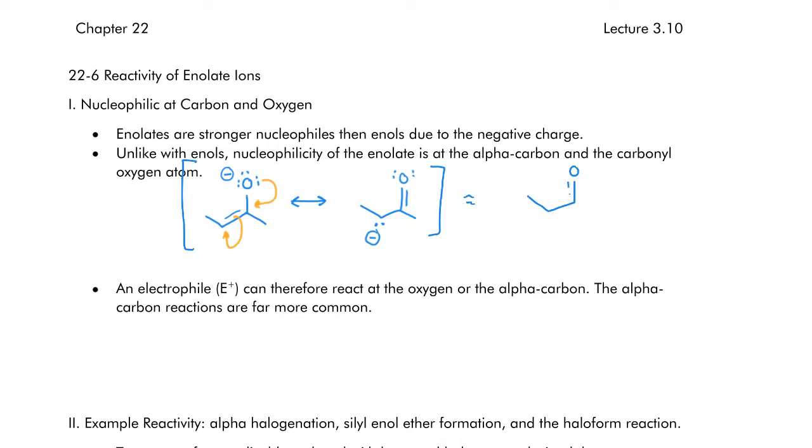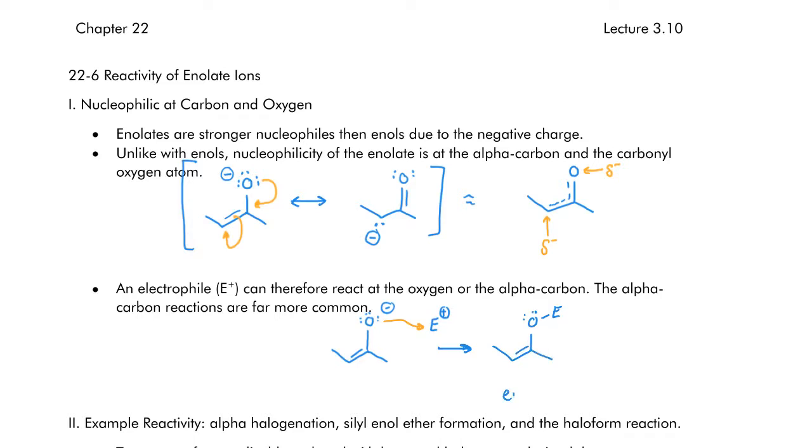So a resonance hybrid would look something like this. We see a delocalized pi bond from the oxygen to the carbon, making the oxygen delta negative and the carbon delta negative. So it's nucleophilic at both of those positions. And because of that, an electrophile can react with either the oxygen or the alpha carbon. Now, electrophiles tend to add more commonly to the carbon than to the oxygen. But both are possible and both are used in synthesis.